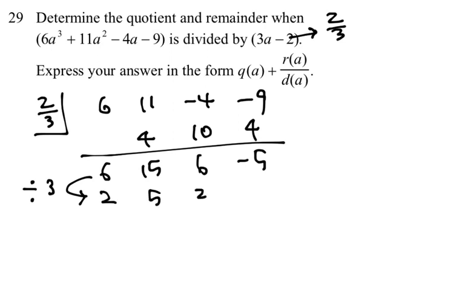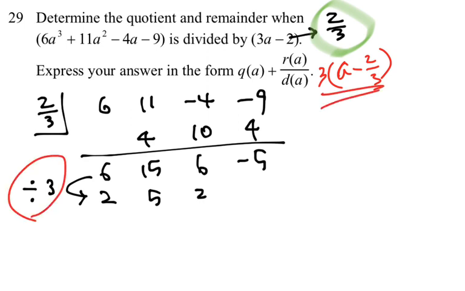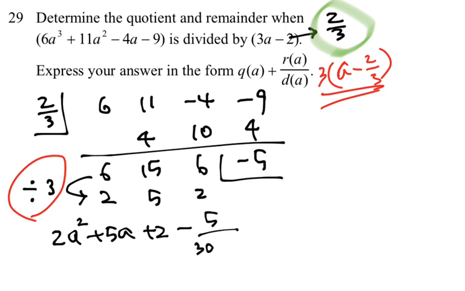For the quotient, we have to divide by 3, because you have used 2/3. This implies that our divisor was a minus 2/3, but what we're actually looking at is 3 times that. So therefore, we need to divide by 3 over here. Then we get 2, 5, 2 as the coefficients of the quotient, but negative 5 still stays. So we get 2a squared plus 5a plus 2, and negative 5 over 3a minus 2. Alrighty, let's move on to the next problem.